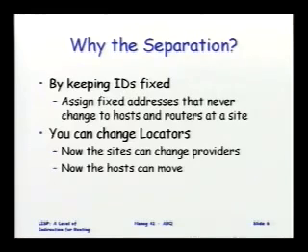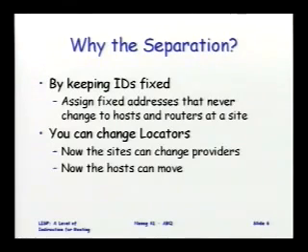By keeping IDs fixed, we can assign fixed addresses that never have to change on hosts and add routers at a site. So think of a site running a bunch of hosts and routers that are running an IGP: you don't have to make any configuration changes. We're going to add a new box that's going to be LISP capable, but most of the boxes at the sites don't have to change. Very important for incremental deployability.